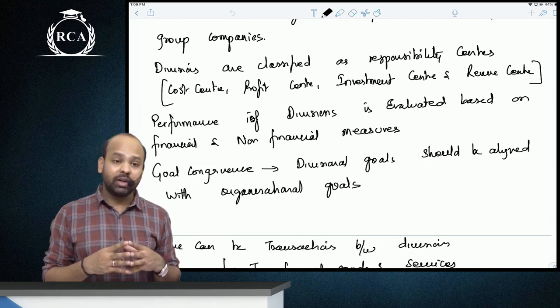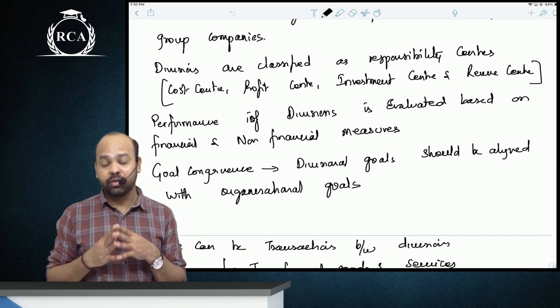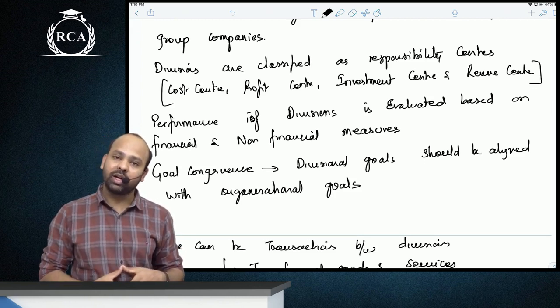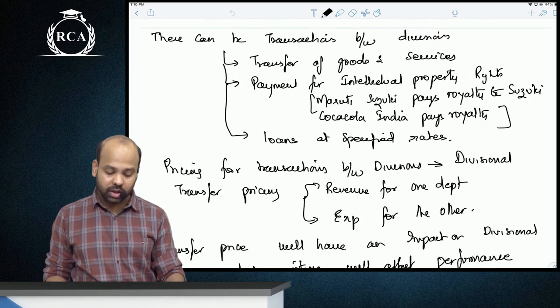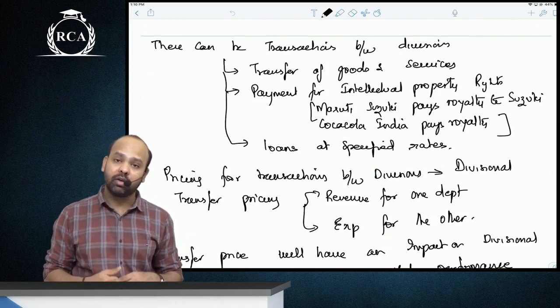Now whatever it is that the divisions are deciding, remember the decision ultimately has to be from the viewpoint of the organization. It should be optimum as far as the entire organization is concerned. This is what is goal congruence, where the goals of the individual divisions should be aligned with the goals of the entire organization.